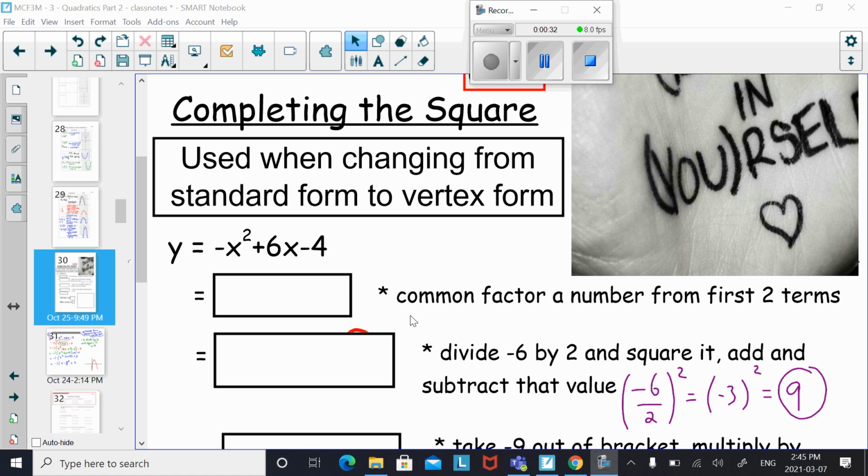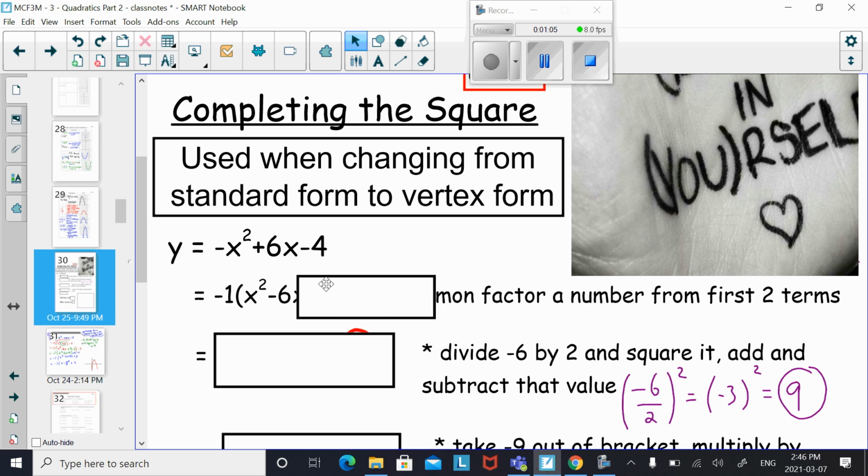The first step says common factor a number from the first two terms. So you're just common factoring a number, no letters, and it's only from the first two terms. Even if you can common factor all three terms in your quadratic, you're only going to focus on the first two. In the first two terms, the only number that -1 and 6 are divisible by is -1. So I'm going to factor out a -1 and then divide those two terms by that -1. So negative x squared divided by -1 is x squared, and 6x divided by -1 is -6x. And then you just write the rest of the equation.